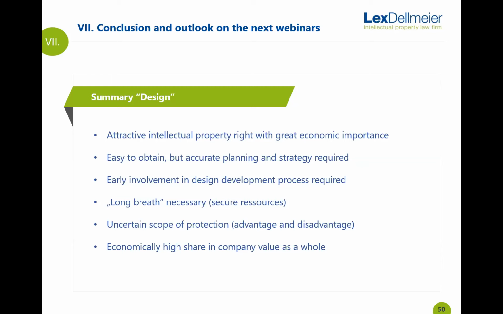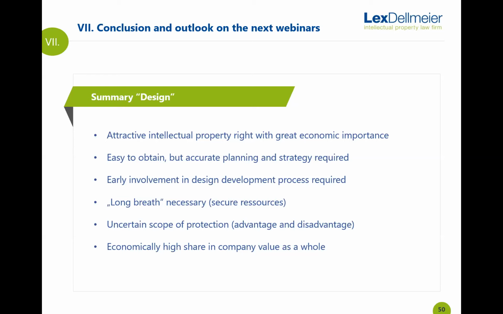It is not simple, and it's not for every industry. You really have to look at it. It's easy to obtain, but you have to be very accurate in the planning. So you also need to have a long breath because it is very simple and very cheap to apply for, but you don't know which scope of protection you have in the end, because that is actually examined or ruled upon in an infringement case.